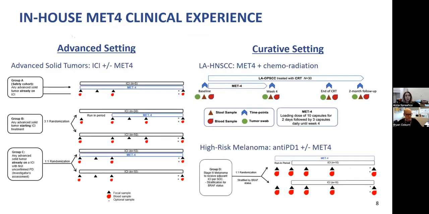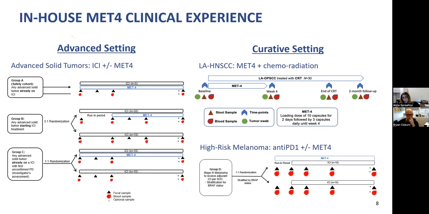So just to give you some background, we've been collaborating on the microbiome and immunotherapy setting for quite some time now. We have run a first observational study, which I haven't summarized here in the interest of time. And then we went ahead and started interventional studies. We have done this in the advanced setting with our MET4IO study, which will be shortly presented, in advanced solid tumors, either naive to immunotherapy or already pre-exposed to immunotherapy.